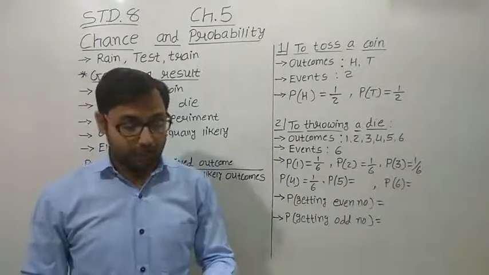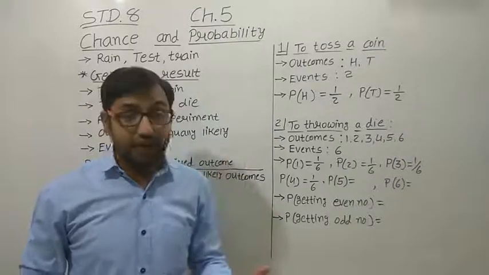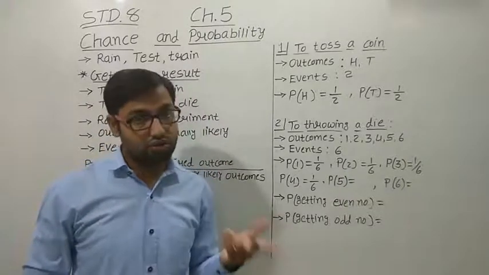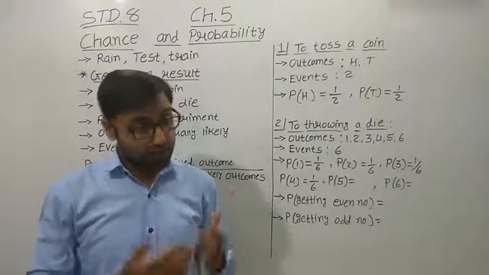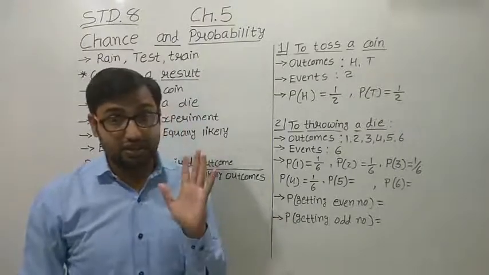Suppose you have a coin and you toss it, then what will be the output? It is either head or tail, because there are only two outputs. So it gives either head or tail. So here we get the exact result.